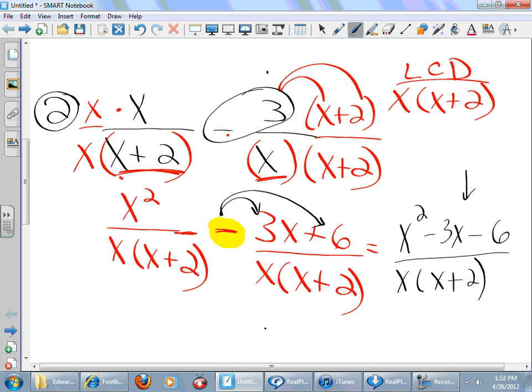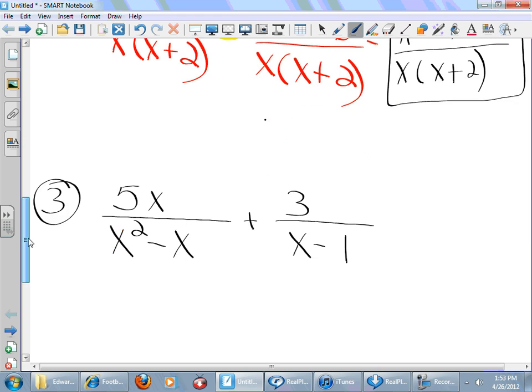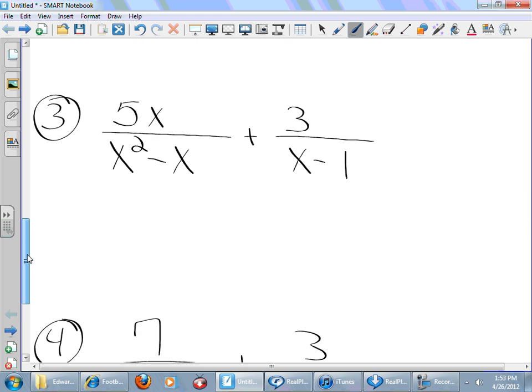Can I subtract 2 factors of 6 and get negative 3? No, I cannot. So I know I am done, right? Factors of 6 are 1 and 6. 6 minus 1 isn't 3 or negative 3. 2 and 3, I can't subtract those 2 and get a negative 3. So I know I'm good. All right. If it had been able to factor, I'd factor it, and then maybe something would have canceled out.